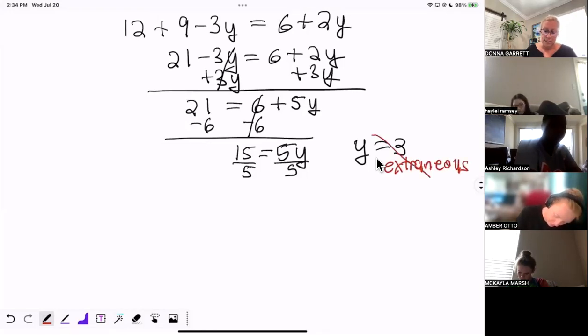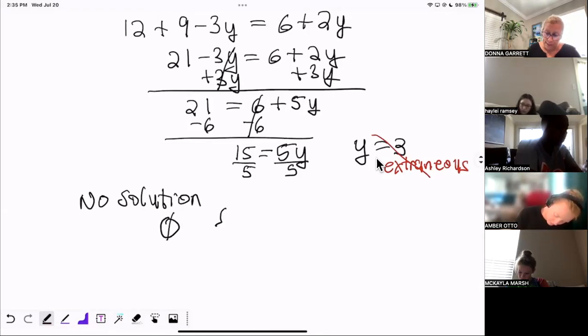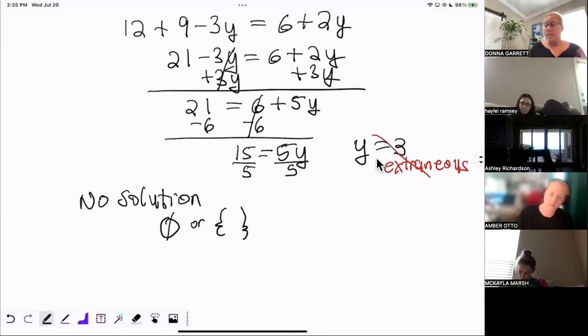Can't happen. It's extraneous. So my solution would be there is no solution. The only solution I had doesn't work. And then on your computer, it would be this or that. They might even have no solution too. I'm not quite sure. I know they have these two a lot. They might even also pop up no solution once in a while.